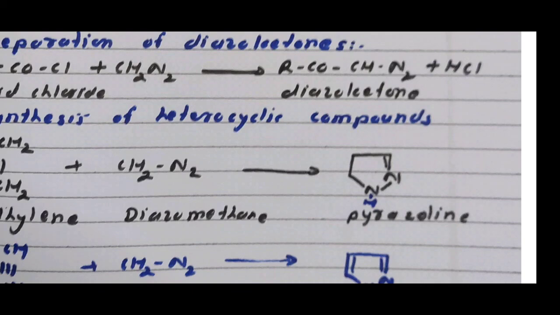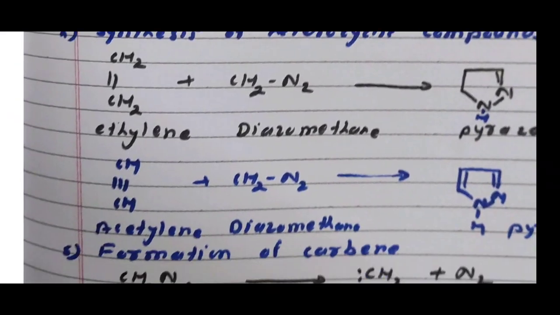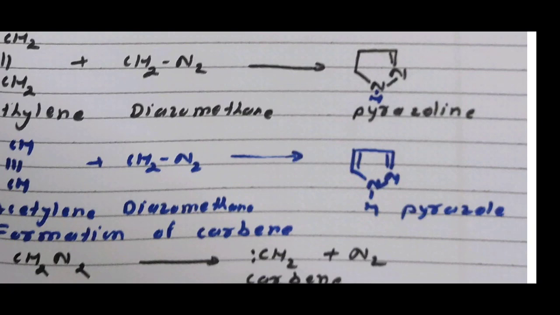Then instead of ethylene I am taking acetylene. Acetylene, CH triple bond CH, reacts with diazomethane CH2N2, forming pyrazole. Pyrazole is a 5-membered ring containing 2 nitrogen atoms. This structure is known as pyrazole. Pyrazole and pyrazoline are heterocyclic compounds.